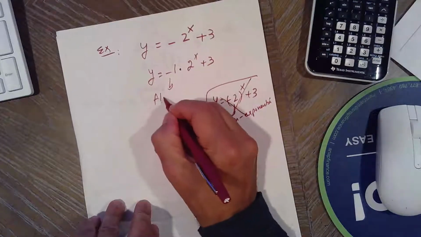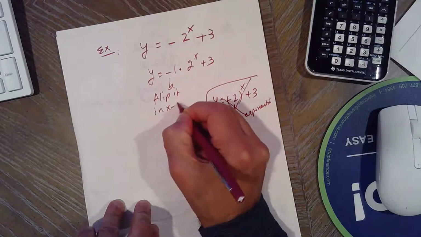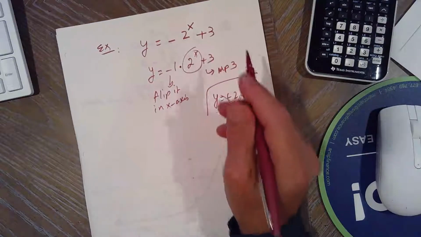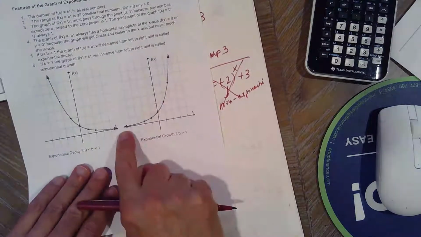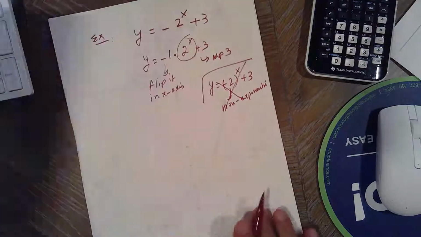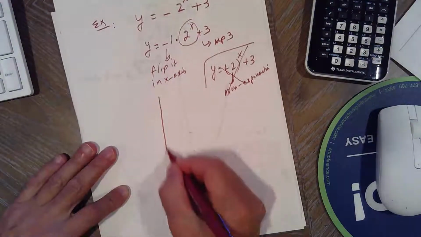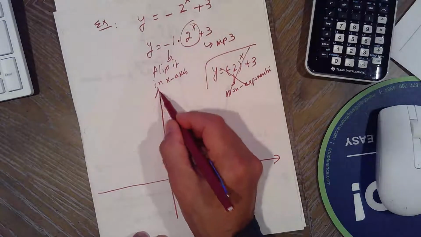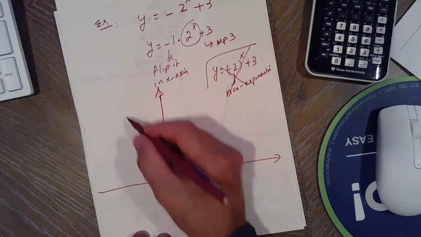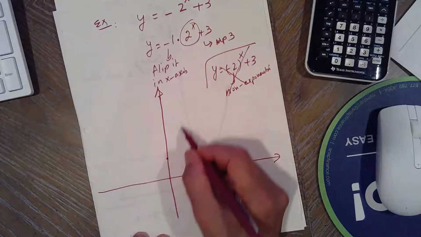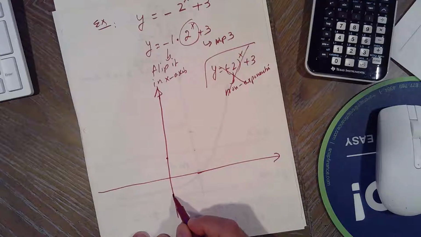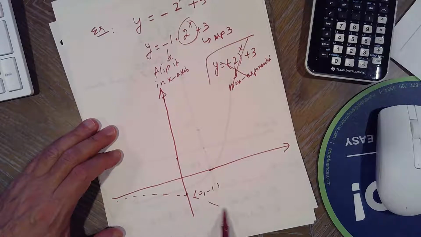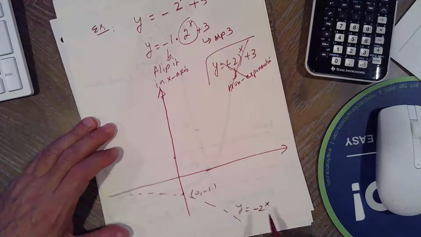You flip it in the x-axis, and then you go up 3. So 2 to the x, which is going to be like this, you flip it in the x-axis, but then you go up 3. So let me do that. 2 to the x would have been going through this. But you flip, so instead of going 0, 1, it will be 0, negative 1, and it would have been this. But that's going to be negative 2 to the x, but then you got to shift it up 3.